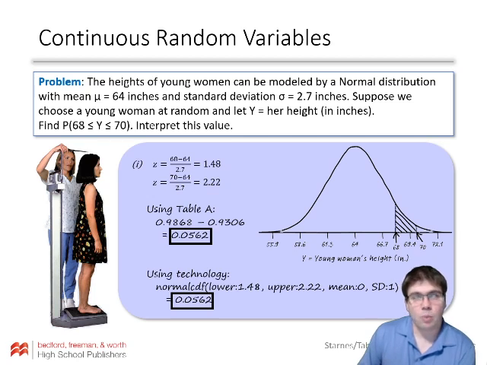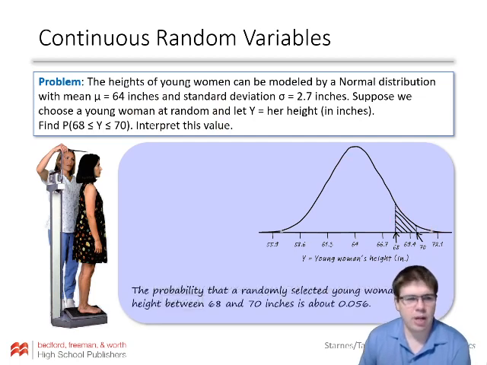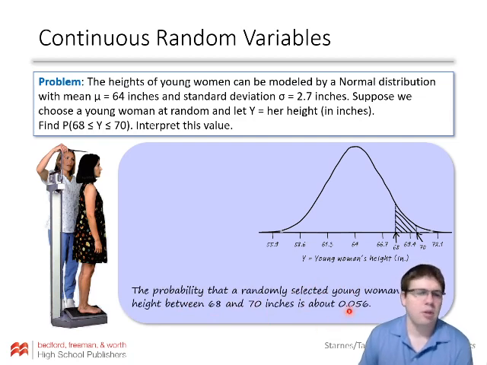Or we could have done it with the original values instead, typing in the lower bound as 68 and the upper bound as 70, and then typing in the actual mean and standard deviation. So then finally, to interpret that value, that 0.0561: the probability that a randomly selected young woman has a height between 68 and 70 inches is about 0.056, and that is the probability we get a young woman in that range.